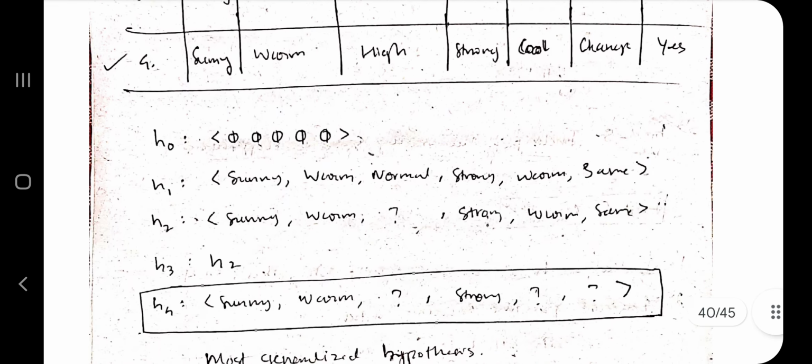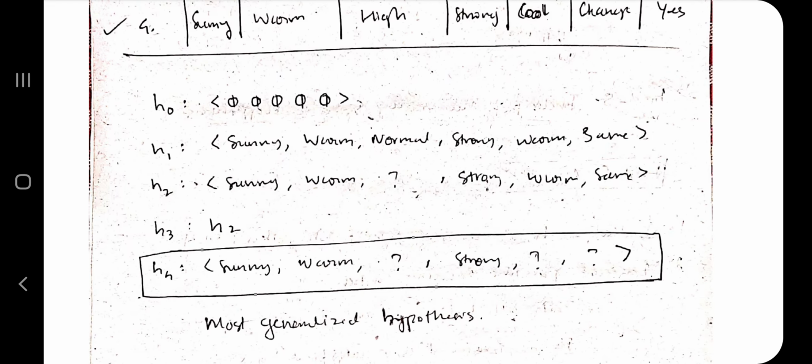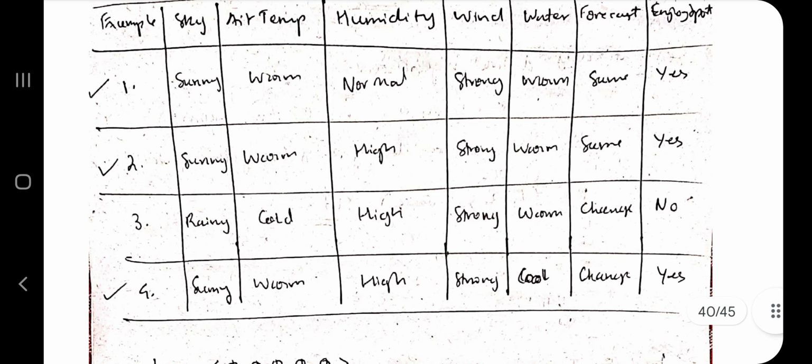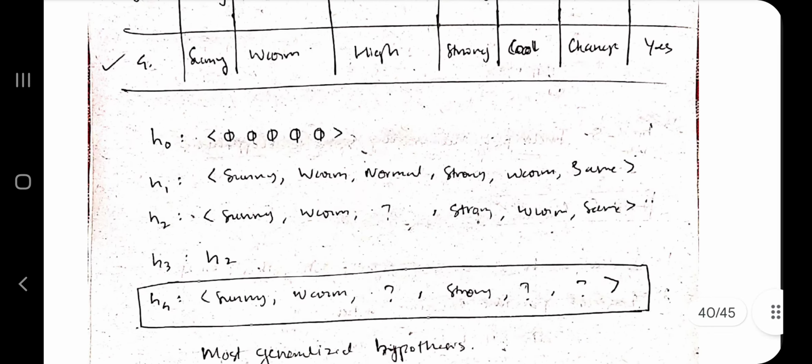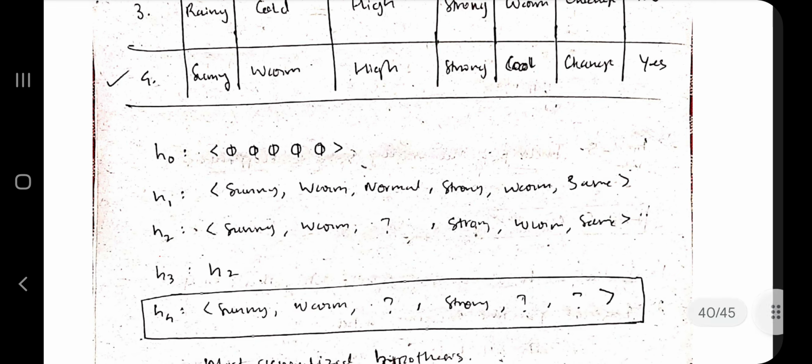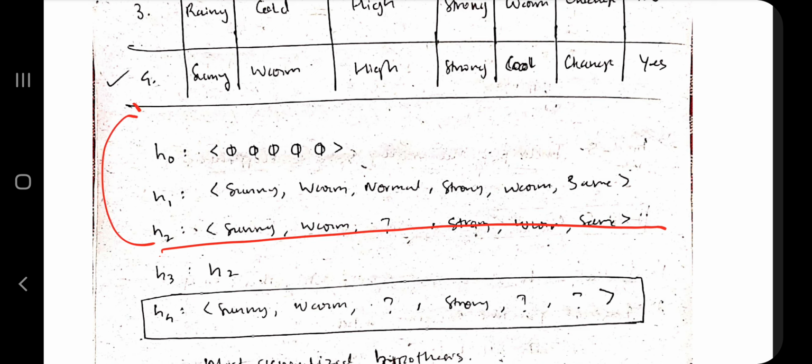Next is no. Whenever it is no, just write h3 is equal to h2, the previous thing. For h4, consider the h2 you had written and compare it with the next row. Now we'll be comparing h2 with the fourth row. When you compare these two, sunny is written here and sunny is written here. That's the same thing, so I'll not do anything.